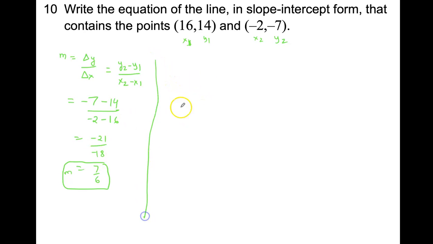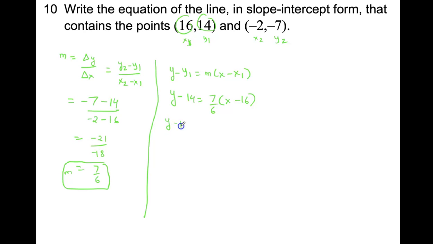Now my formula is y minus y1 is equal to m times x minus x1. Now I want to ask you a question. What is the name of this equation of line? Yes, this is the equation of line in point slope form. So now I will take these two values of x1 and y1 and substitute. This is y minus 14, since y1 is 14 and x1 is 16. M is 7 over 6, and this is x minus 16.